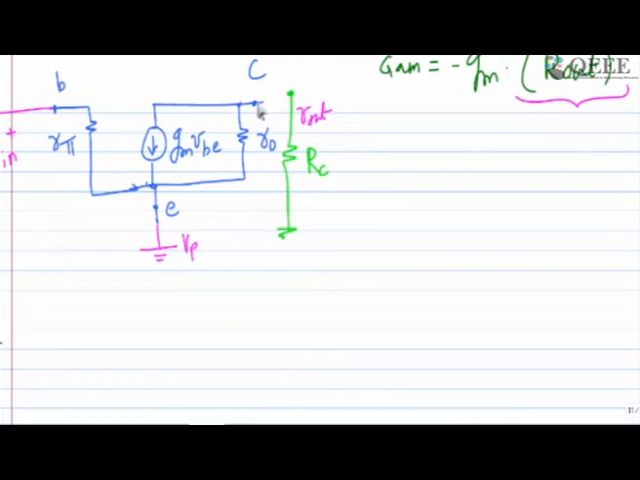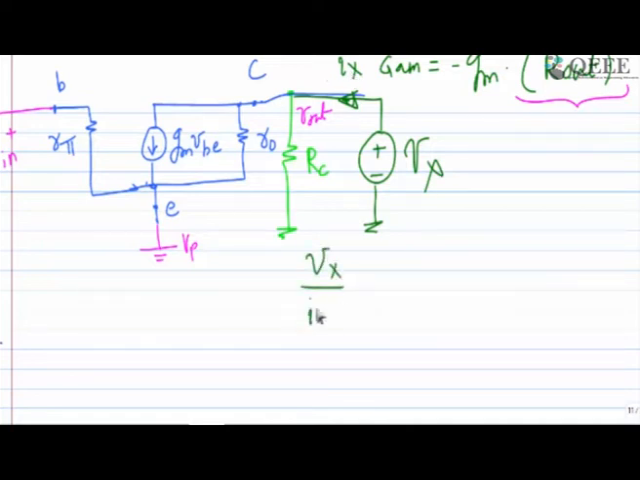Then I should connect some known voltage, Vx. This is small signal. With some known voltage Vx, I have to measure how much current flows through this circuit, and that Vx by Ix will give me the resistance.